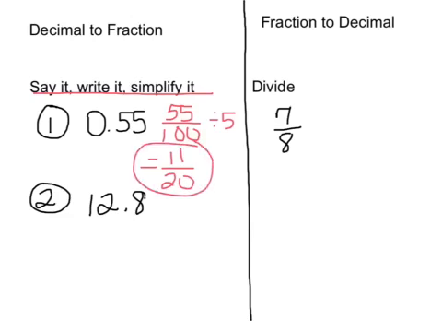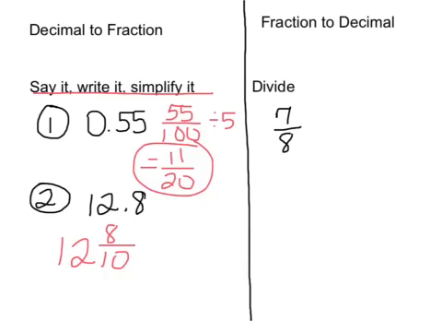Let's try this next one. This again is not 12.8, but it's 12 and 8 tenths because it ends in the tenth spot. So let's write it that way as a fraction. 12 and 8 tenths, or 8 over 10. Notice we have a mixed number. We should have known we're going to have a mixed number because if you notice that decimal is greater than 1. We have a whole number in it.